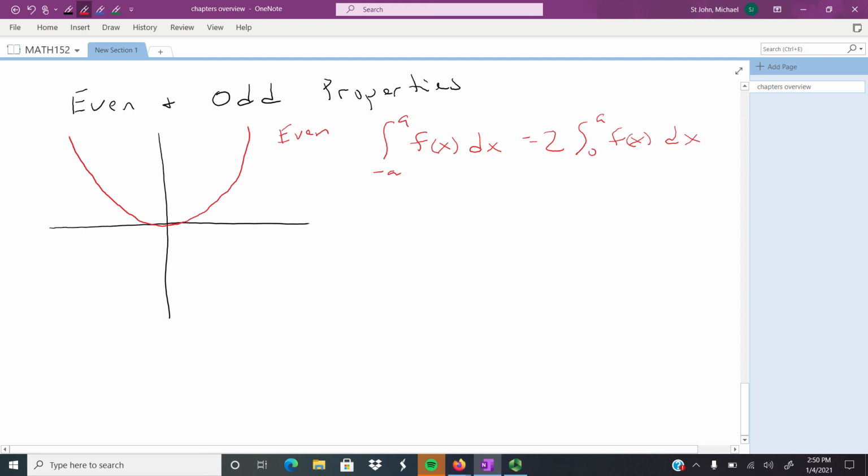So that's even, right? And then the other one they mention is odd. So let's do my basic odd one, which is this graph. Right? So my cubic function. And so here, if you integrate from negative a to a of f of x dx, well, here it would be 0.